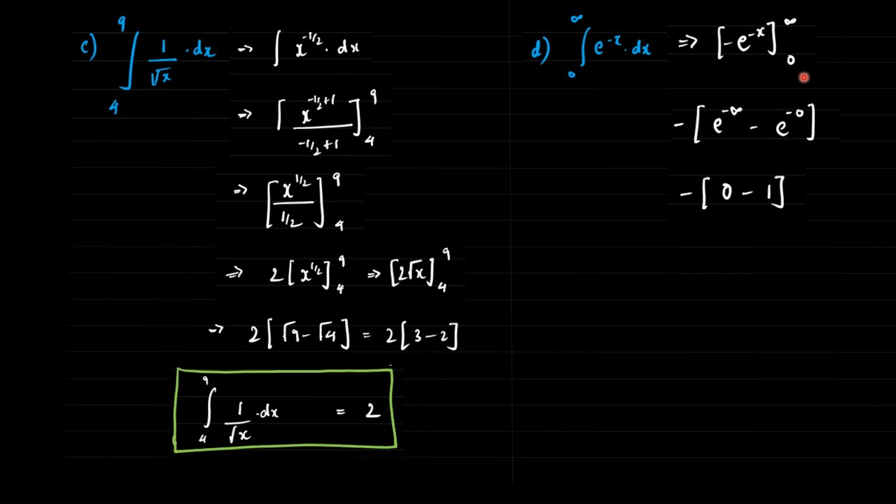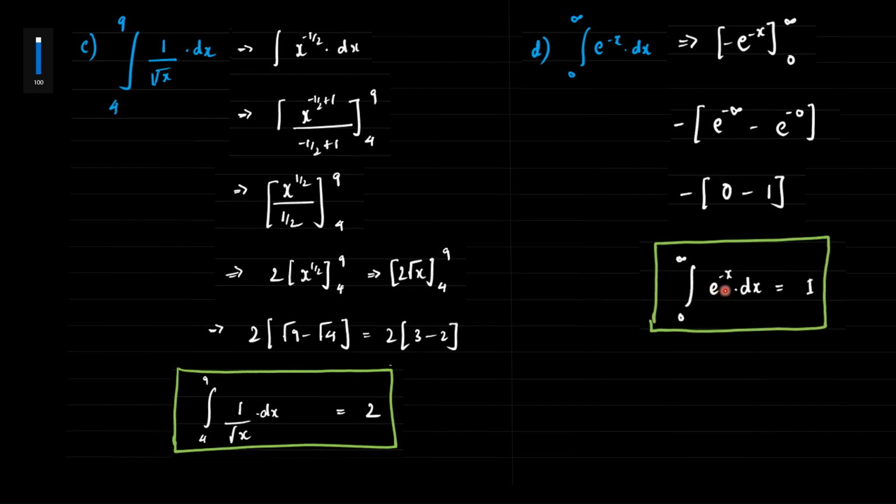When I substitute, I should be getting 0 as it is. e raised to the power of negative infinity is 0, negative sign as it is, minus sign as it is, and e raised to the power of 0 or negative 0, it does not really matter. It is going to be equal to 1. Negative sign and negative sign, when multiplied, I'll be getting a positive sign. So when I integrate e raised to the power of negative x with respect to dx from 0 to infinity, the value is going to be equal to 1.